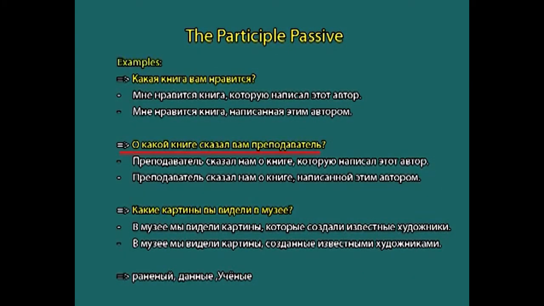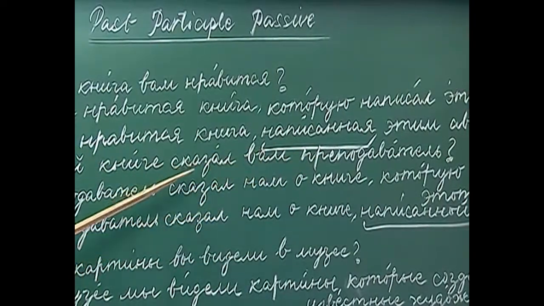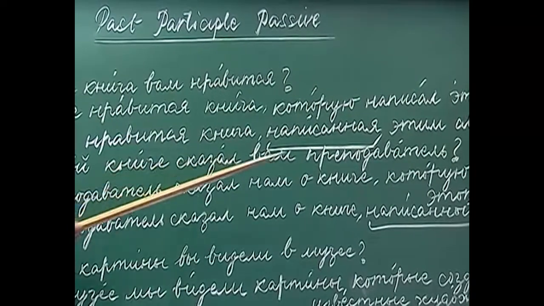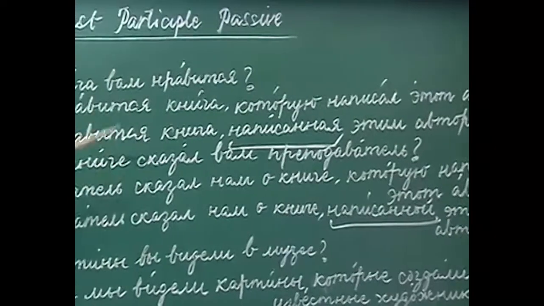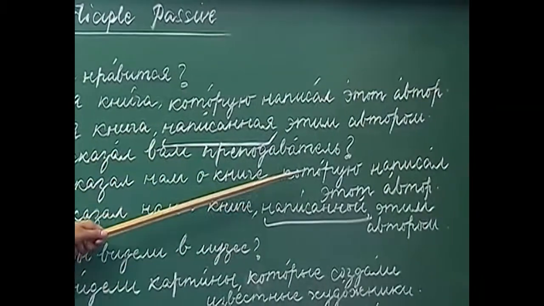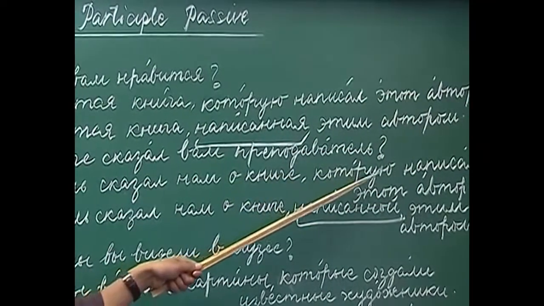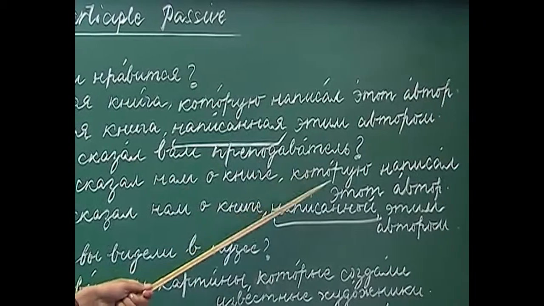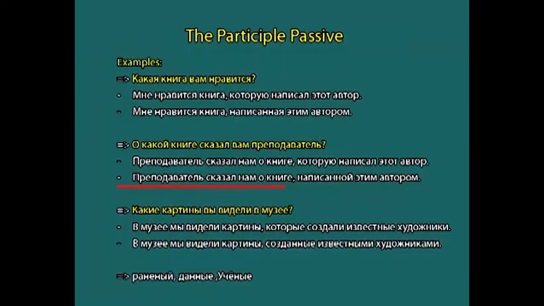Next is о какой книге сказал вам преподаватель? So, about which book your teacher told you? So, which book your teacher told you about? Преподаватель сказал нам о книге, которую написал этот автор. The teacher told us about the book which was written by this author. So, again the subordinate clause is in the passive voice. So, how do we convert the passive voice using past participle passive? Преподаватель сказал нам о книге, написанной этим автором.